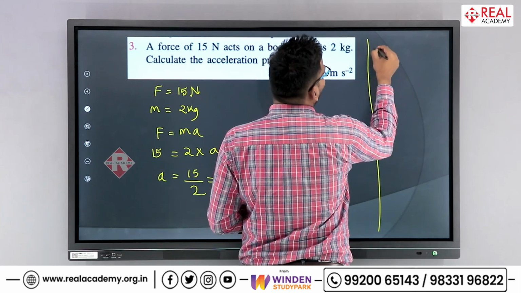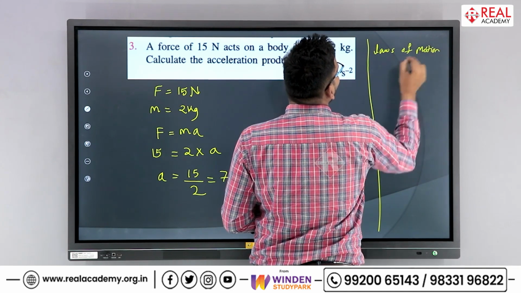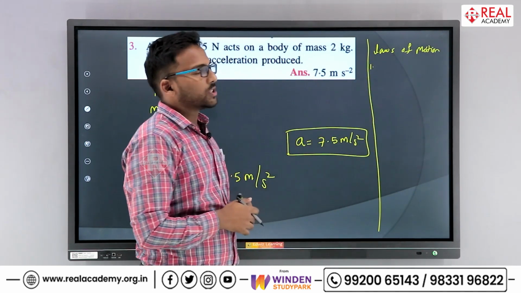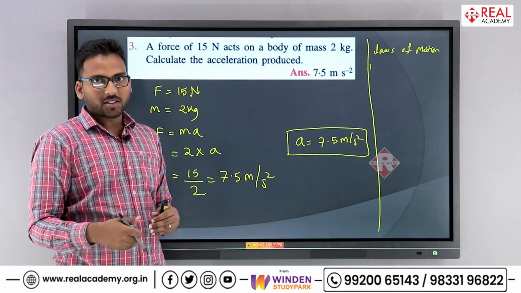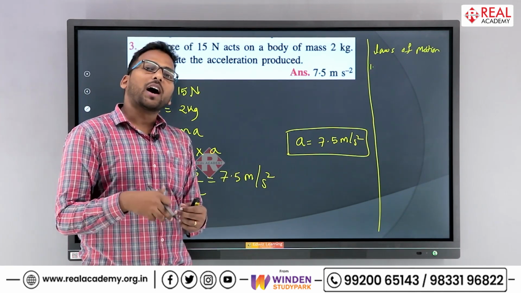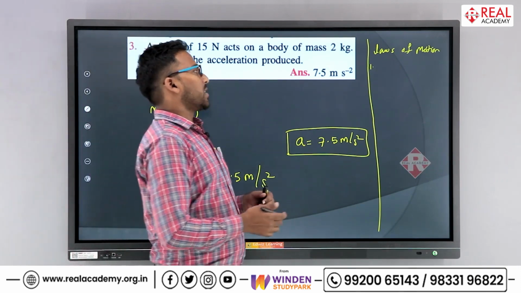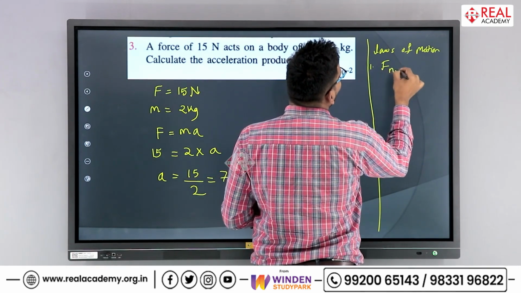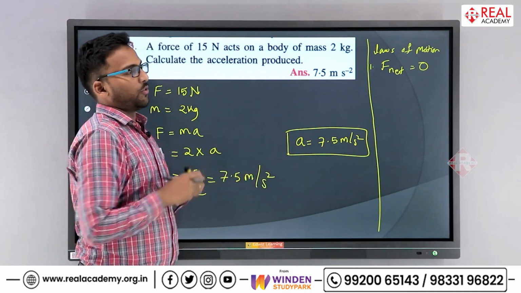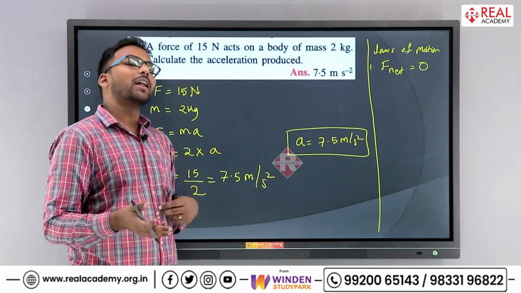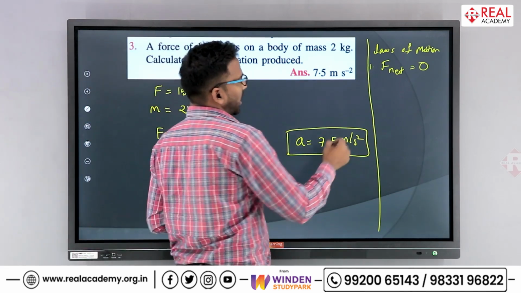So first law, the first law of laws of motion. What is the first law? A body remains at rest or in a state of uniform motion unless and until an external unbalanced force acts on it. Means we can say from the first law, the net force F on a body is 0 if it remains at rest or in a state of uniform motion. The net force is 0 unless and until an external unbalanced force acts on it. Clear? Okay.